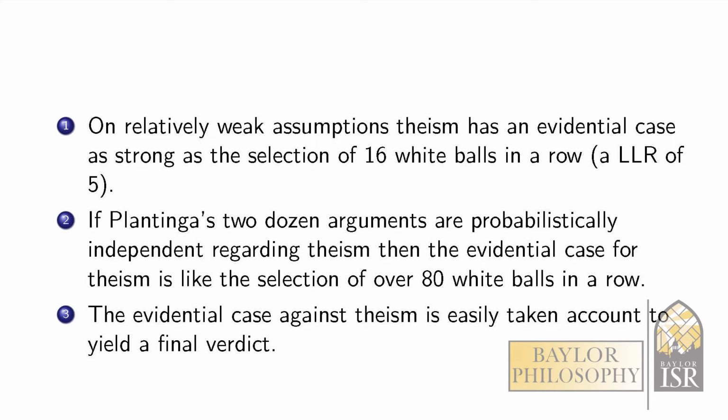Okay, conclusions. On relatively weak assumptions, theism has an evidential case as strong as the selection of 16 white balls in a row. So I think you can at least get back to an LLR of 5. Pretty cool. If the 24 or so arguments are probabilistically independent regarding theism, then the evidential case for theism is like the selection of over 80 white balls in a row. And then we can take into account the entire case using the method that I've provided. So is that it? Yeah, that's it.